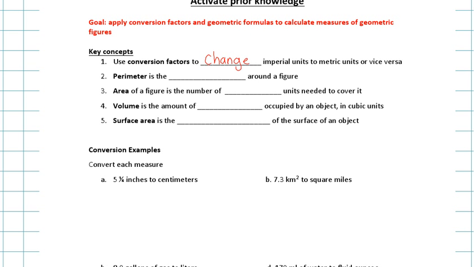Now, when we're talking about the perimeter of a figure, what am I talking about? All around. It's the distance around the figure, right? So if you're going to go around that room, it's the distance around. How about the area? It's inside the figure. It's how many squares, right? It's the number of square units needed to cover it.